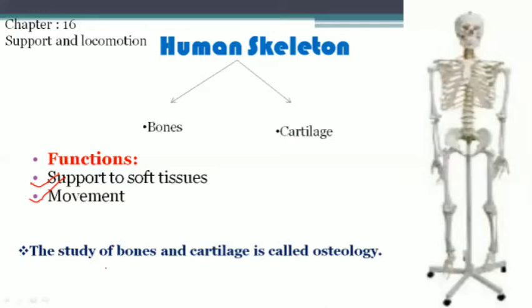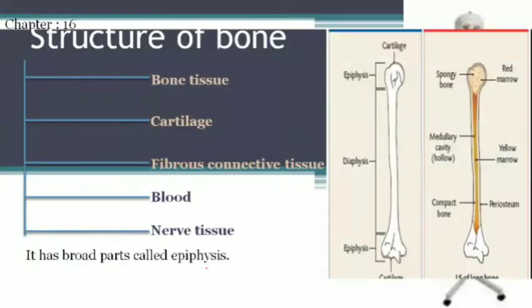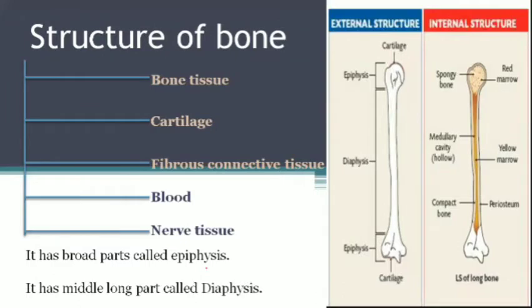The study of bones and cartilage is called osteology. Osteo means bones and logy means study. Cartilage is also a mandatory part of the bones and skeletal system. First of all, we will discuss the structure of bone. When we know about the structure of bones, how they are formed and what type of cells are present, then we will move further to the human skeletal system.